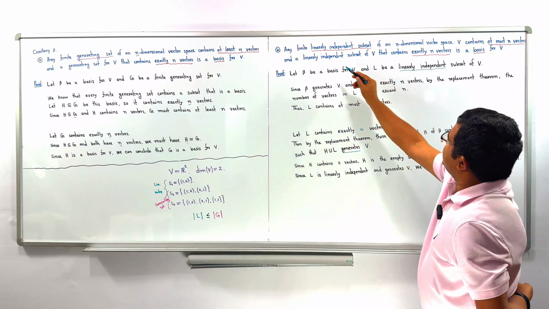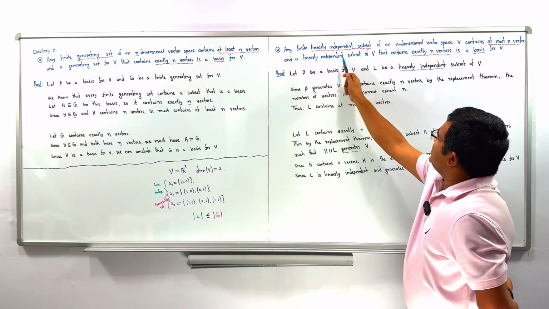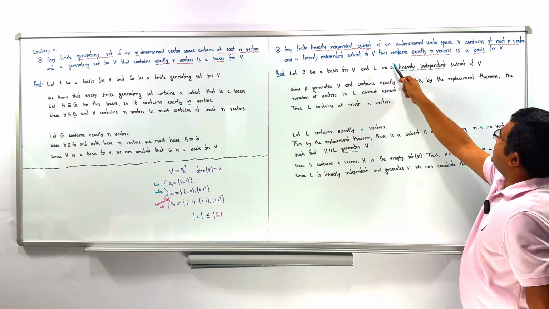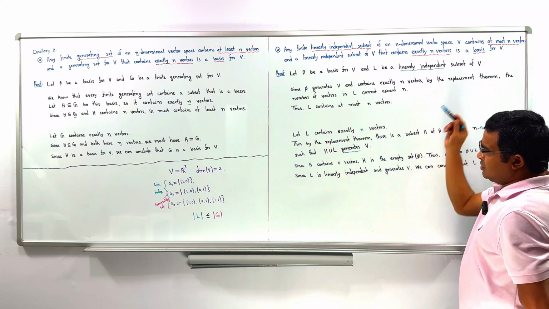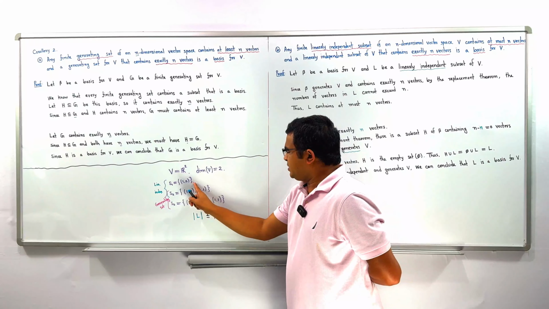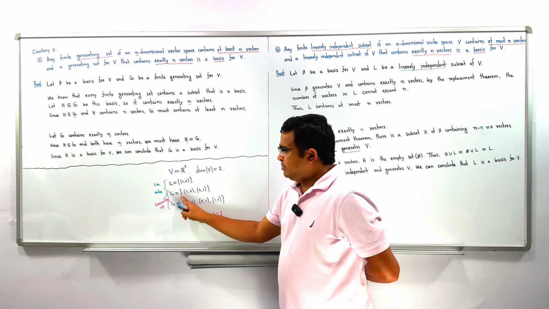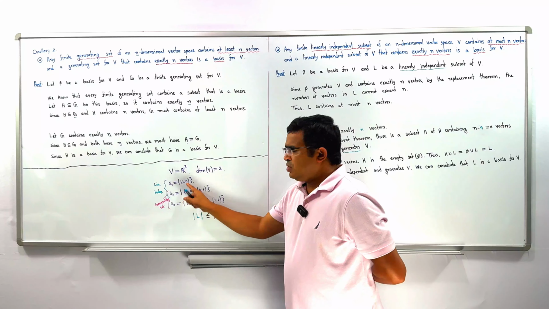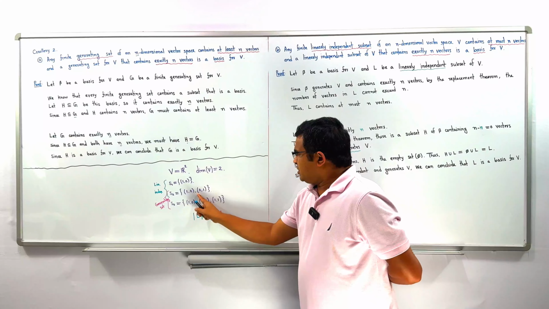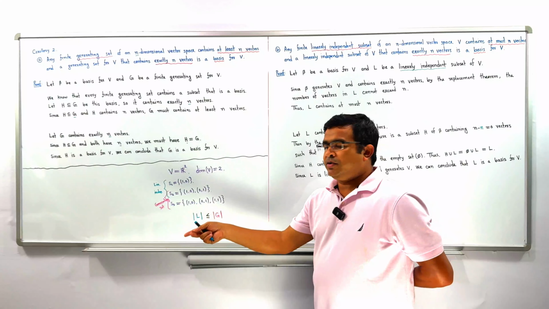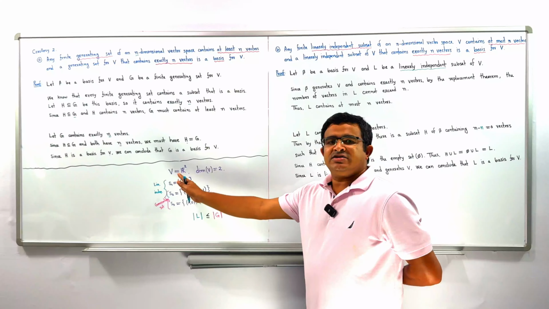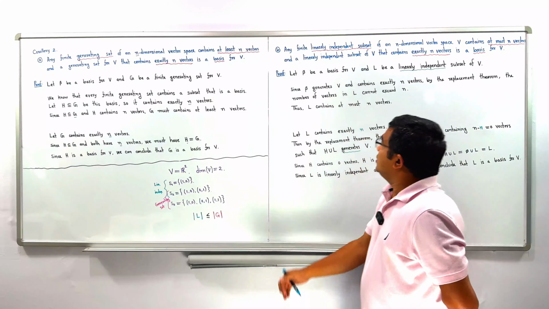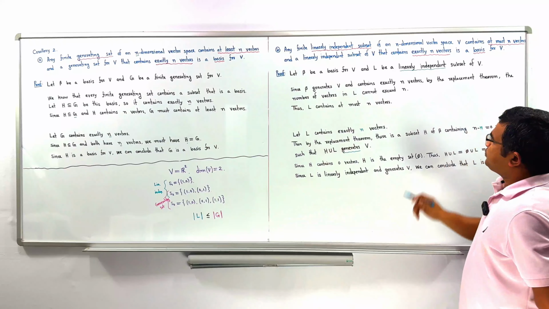Now, for the second part, it says a linearly independent subset of V that contains exactly n vectors is a basis for V. S1 is linearly independent, S2 is also linearly independent, but S1 contains only 1 vector and S2 contains 2 vectors, the same number as the dimension. So, only S2 is a basis, S1 is not. So it says the same thing.